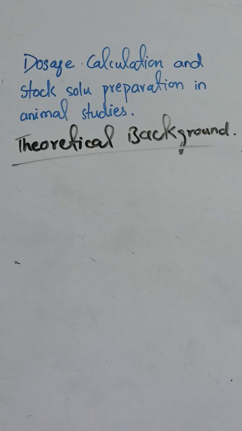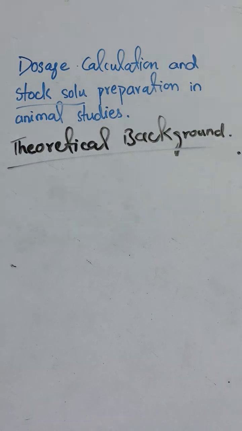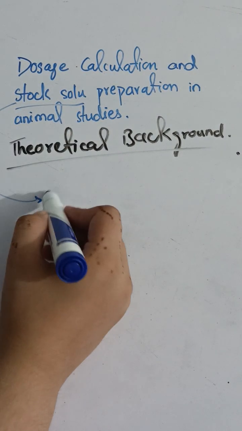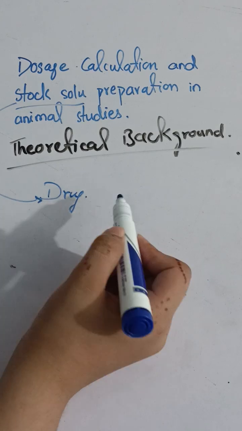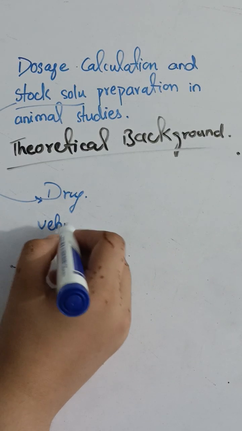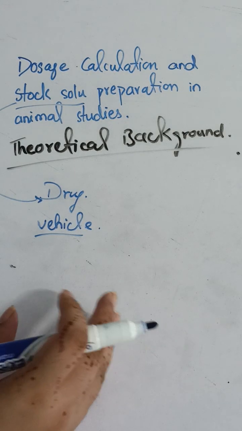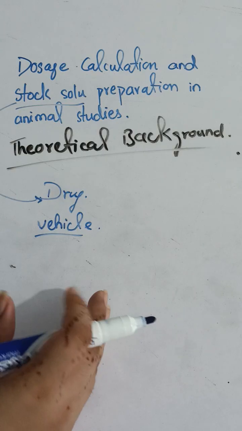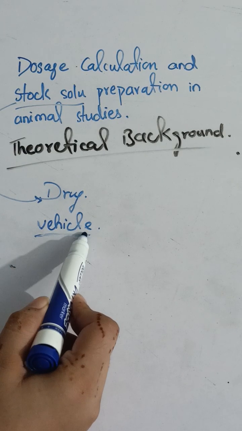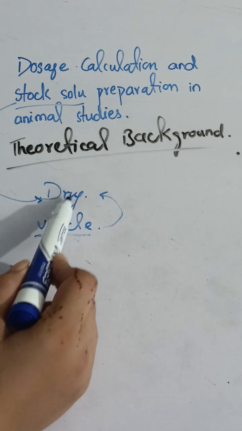After the theoretical background, what we have to consider is the preparation of stock solution. So we have to prepare a stock solution, so we need not only the drug that we inject into the animal, we also need a solution, we also need a vehicle for it. Vehicle is any medium or the solvent within which we will dissolve our particular drug. So we make sure that our medium or vehicle should be inert, it should be non-toxic, and it should not react with our drug and make it ineffective.